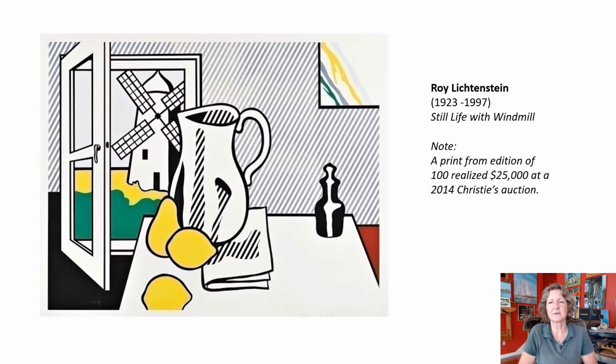And there are 100 prints that he made. One of them went for $25,000 at the 2014 Christie's auction. And he evidently went with the windmill that was a bit smaller. And once again, lemons. So that was just a little bit of a tangent, but I thought that was kind of cool.